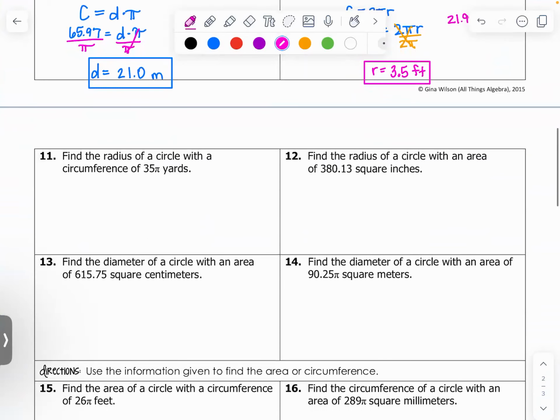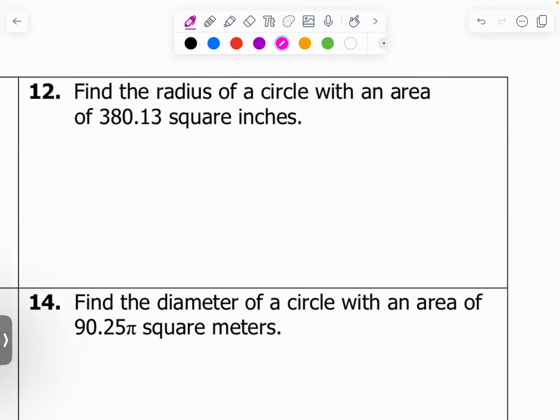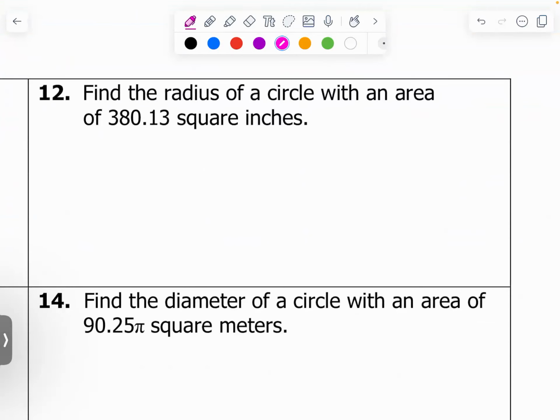Okay, now, if we hop to number 12 on the top of the next page, I'm asking you to find the radius of a circle with an area of 380.13. So what formula are we going to need there? Area is pi r squared. So we're going to take 380.13 equals pi r squared.